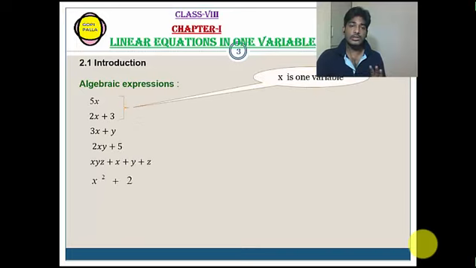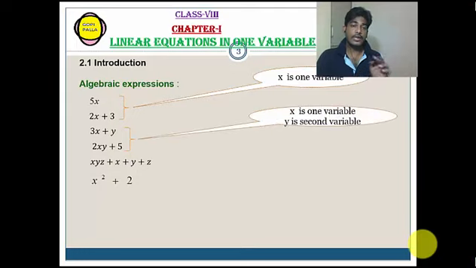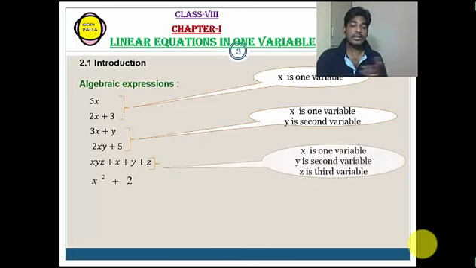Here our objective is to find how many variables are in each algebraic expression. From the first two sets we can find that there is only one variable, which is x, as per the previous example. Similarly, in 3x plus y and 2xy plus 5, there are two variables, x and y. x is one variable and y is a second variable. The third one is xyz plus x plus y plus z, so here there are three variables.